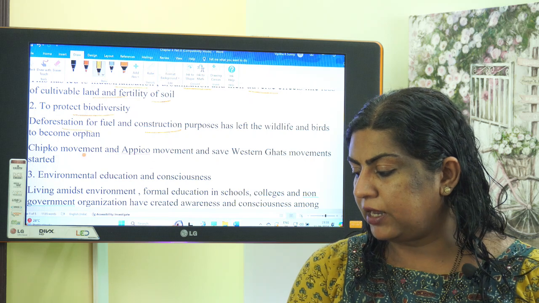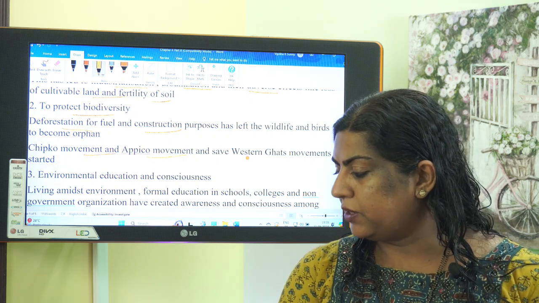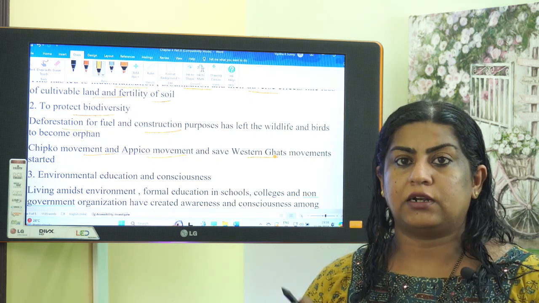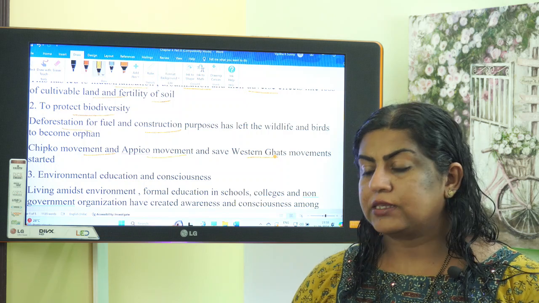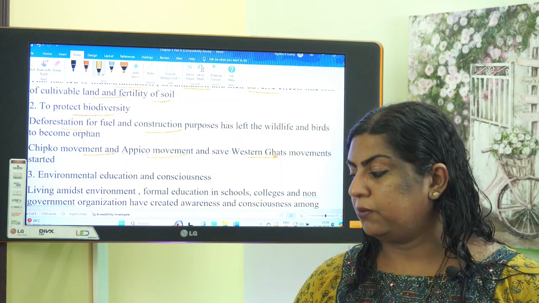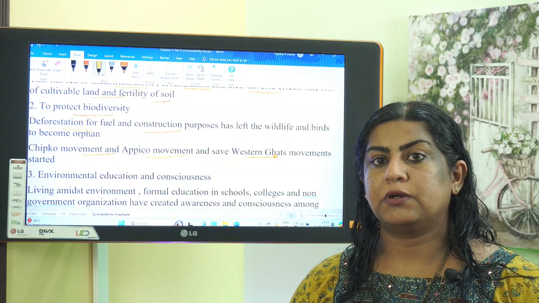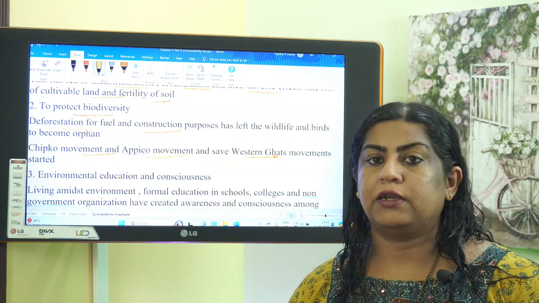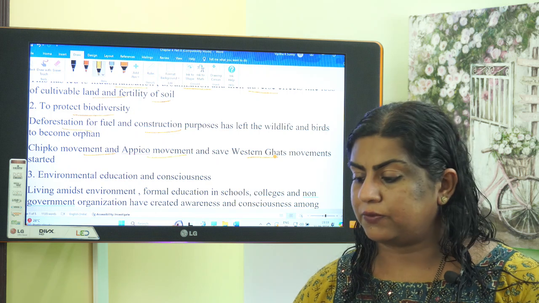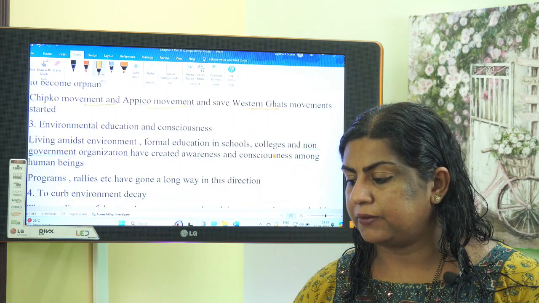Chipko movement, Apico movement and Save Western Ghats movement were started for this purpose. So to protect the forest, movements like Chipko movement, Apico movement and Save Western Ghats movement started. So to protect the biodiversity, that is the second cause for environment movement.